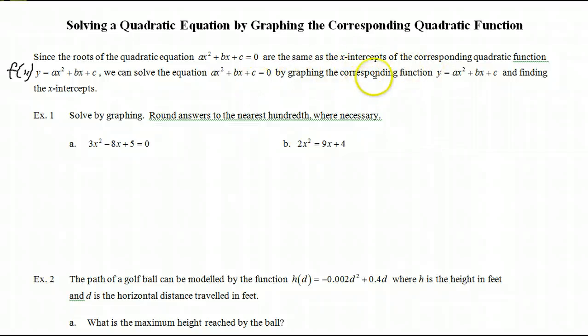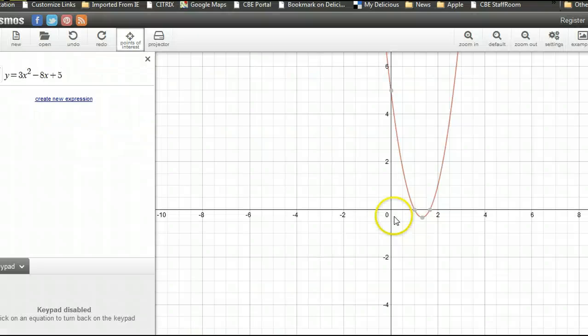Okay, solve by graphing. Round answers to the nearest hundredth where necessary. So it won't always solve nicely, so let's go solve by graphing. I'm going to do this in Desmos. 3x squared minus 8x plus 5. Okay, here's the graph. y equals 3x squared minus 8x plus 5. Here are my x-intercepts. If I hover over them, we'll see the coordinates. This one is at 1, 0, and this one is 1.667, 0. If we're rounding, then we can find these.